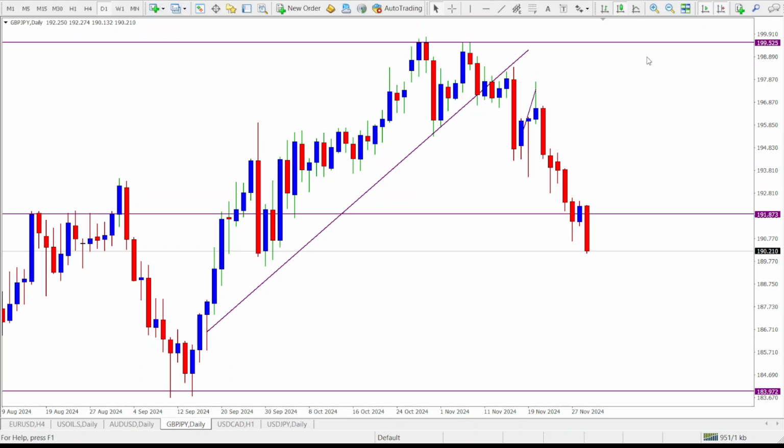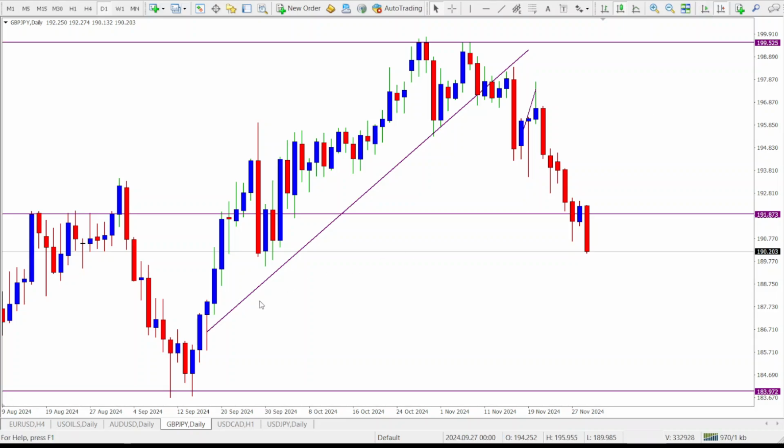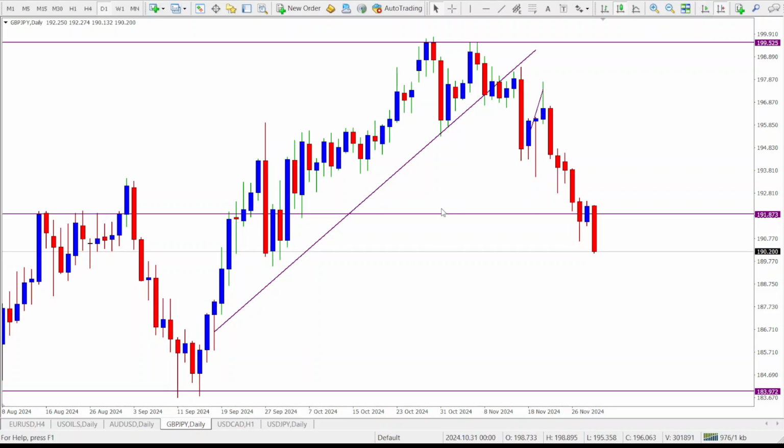Let us look at very brief examples. Now, at this point, like I already highlighted, we had a buy trend, and then the price got to the resistance.